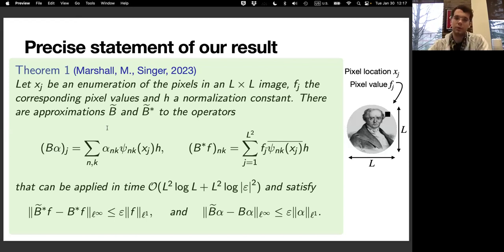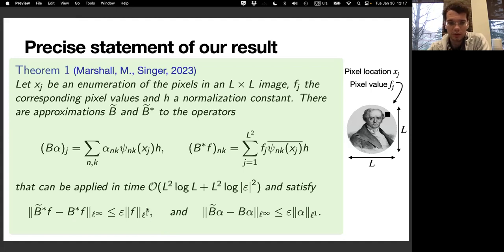So instead, what we want to do is come up with some clever algorithm that gives us approximations B tilde, an approximation to B, and B adjoint tilde, an approximation to B star, that can be applied in a quicker way. And it turns out we can get away with doing it in time L squared log L, which is much less than L to the fourth. Okay, and then there's this additional complexity term here, which depends on an accuracy parameter epsilon. And epsilon is here in the accuracy guarantees. So the approximation B tilde star minus B star is less than epsilon times the norm. And same for B tilde here.